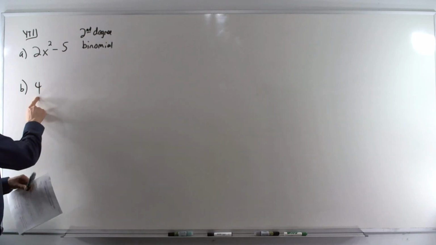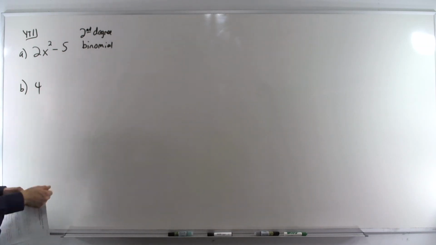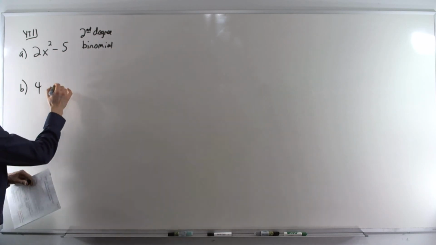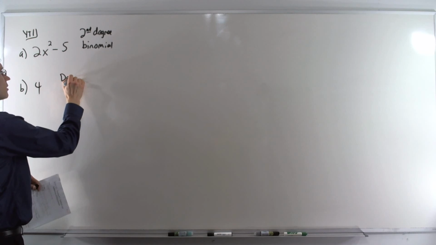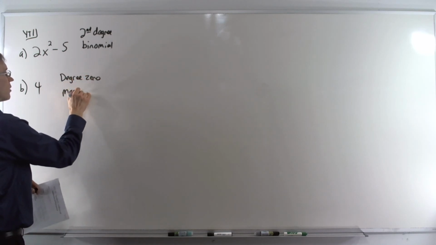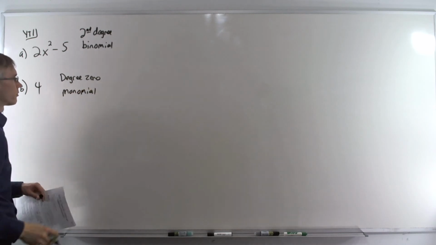All right, this one has one term, so it's a monomial, and every constant has degree 0. So this is a degree 0 monomial.